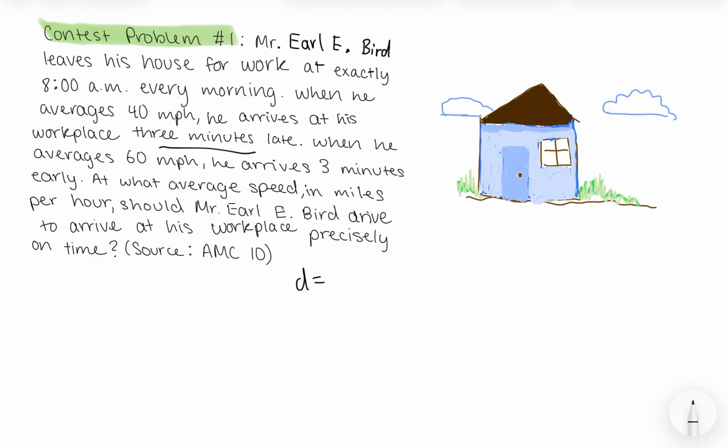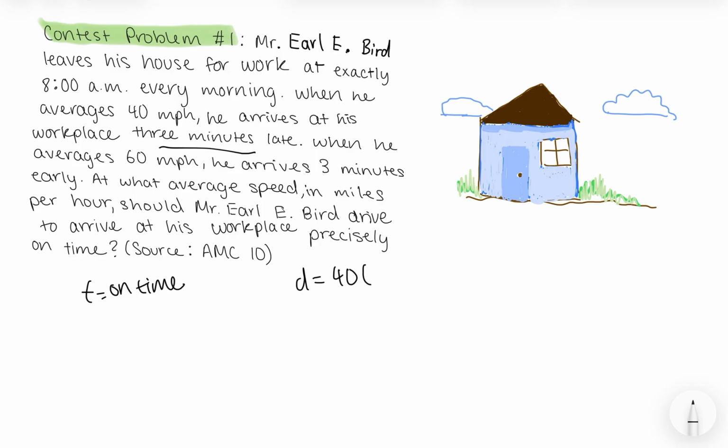And we're going to set that equal to 40 times some amount of time. In this problem, they don't tell us how much time it will take for him to go from his house to his workplace. So if he drives at the correct rate that he needs to arrive at his workplace on time, let's say the time that it takes is just T. So T is equal to the time when he's on time.